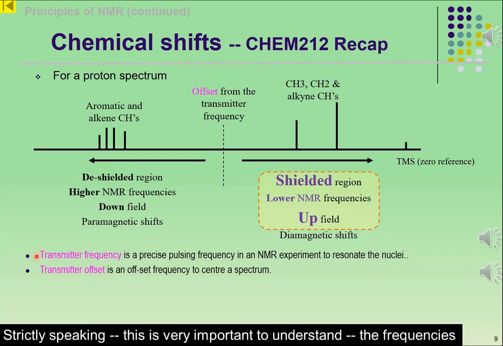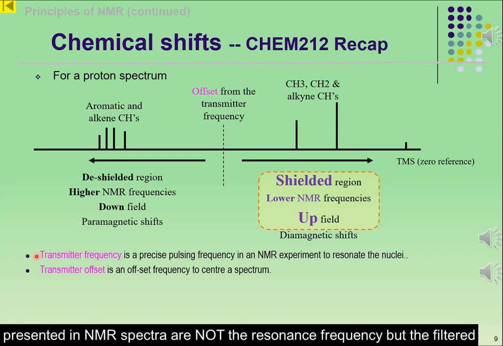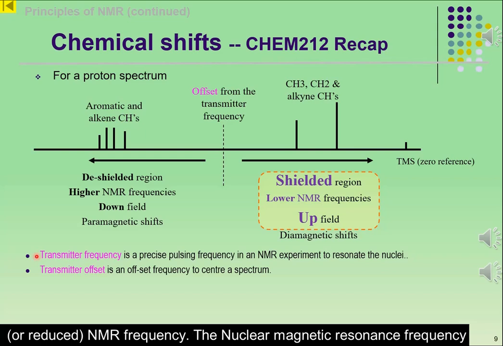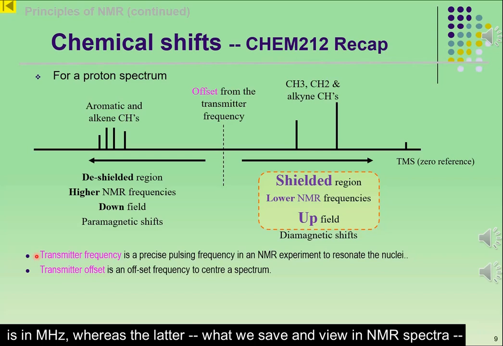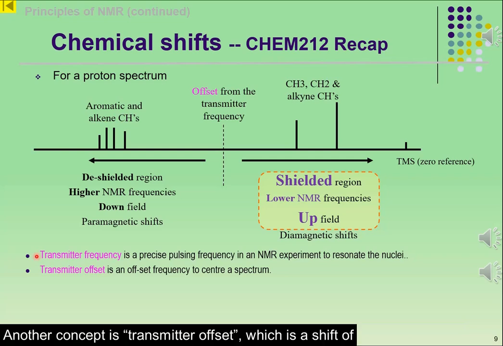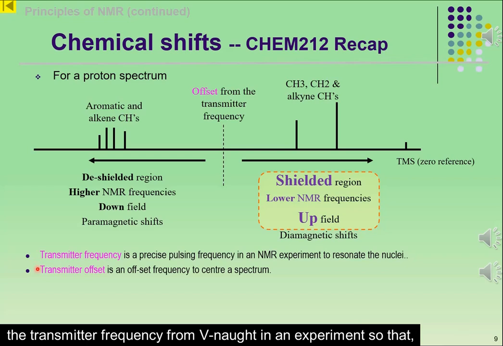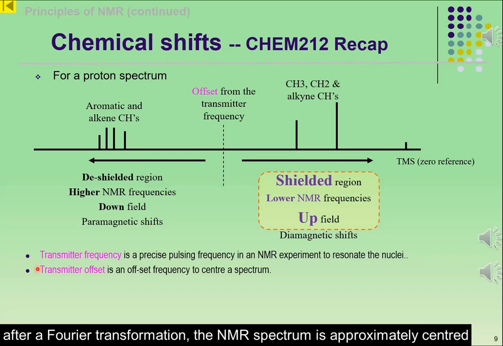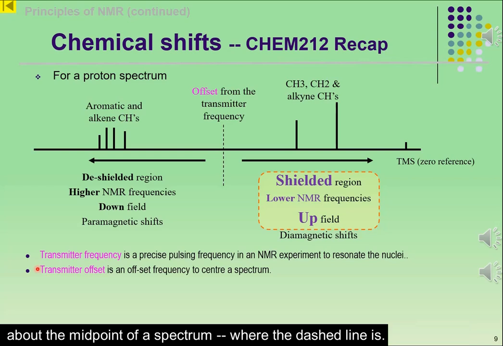Strictly speaking, this is very important to understand. The frequencies presented in NMR spectra are not the resonance frequency but the filtered or reduced NMR frequency. The nuclear magnetic resonance frequency is in megahertz, whereas the latter, what we save and view in NMR spectra, is in 1000 Hz. Another concept is transmitter offset, which is a shift of the transmitter frequency from V0 in an experiment so that, after a Fourier transformation, the NMR spectrum is approximately centered about the midpoint of a spectrum, where the dashed line is.